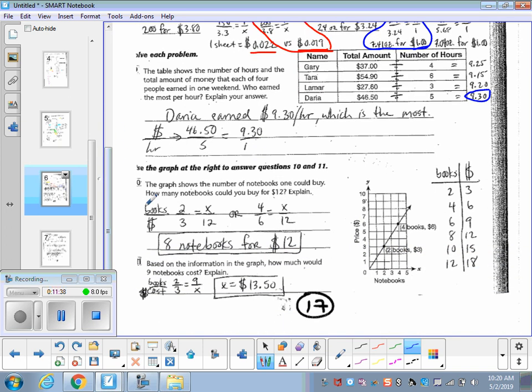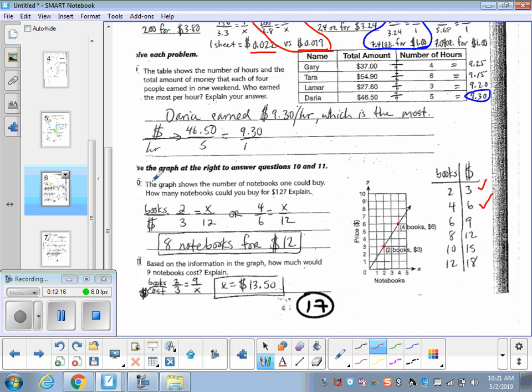All right, for the next setup, this graph shows the number of notebooks that one could buy. How many notebooks could you buy for $12? So over here with the table of values, we can see that 2 notebooks right here cost $3, and I have that in the table of values. We're also given that 4 notebooks would cost $6. So here, if I keep the pattern going, I'm going 2, 4, 6, 8, 10, 12. And over here, I'm just going to increase it $3 each time.